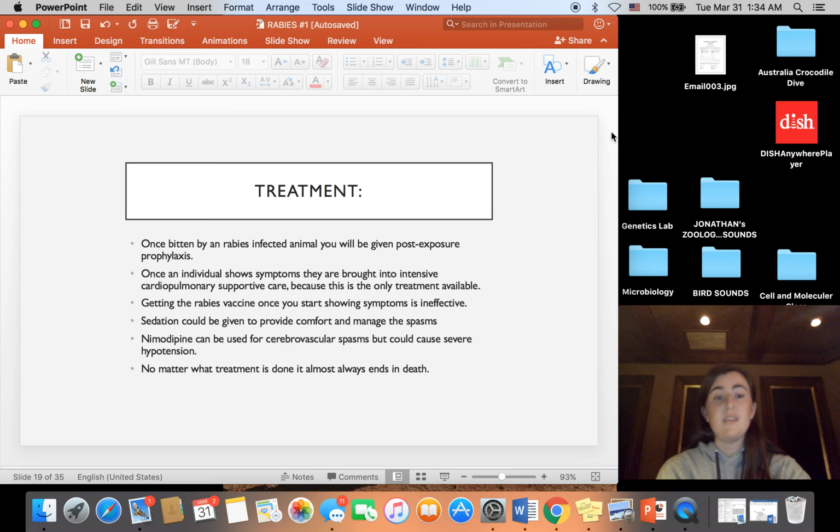Some doctors give sedation so it can provide comfort and manage the spasms that you get. And then, yeah, no matter what treatment is done, it always ends in death. Some doctors use nimodipine, which is used for cerebral vascular spasms and can cause severe hypotension. So this is not used much because it causes that, but it could help sometimes.